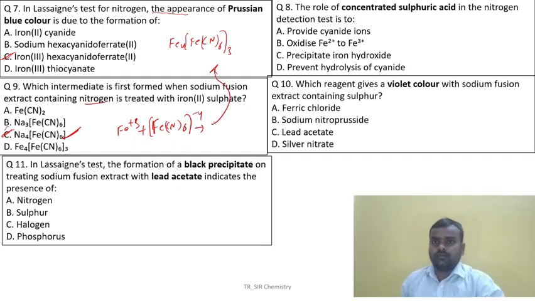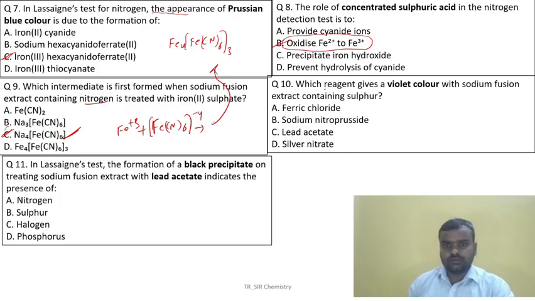Now question number 8. The role of concentrated sulfuric acid in the nitrogen test is to oxidize Fe2 plus into Fe3 plus. That is the case. 10th question. Which reagent gives violet color with sodium fusion extract containing sulfur? Tell me, which test?